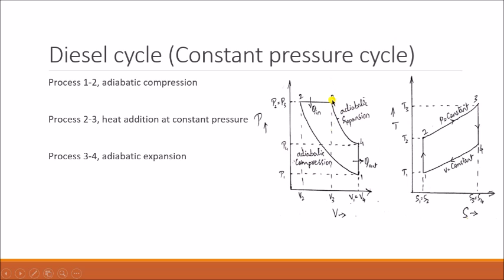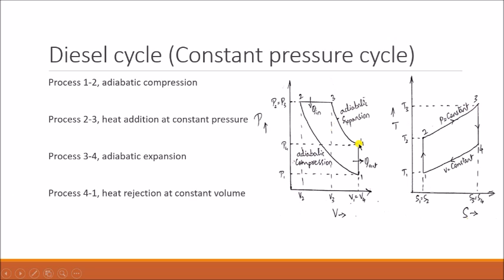The air, once it absorbs the heat, starts expanding adiabatically, meaning no heat is added or rejected during this expansion. The pressure reduces from P3 to P4 and the volume increases from V3 to V4. Same way here, the temperature reduces from T3 to T4, but the entropy remains the same because no heat is added or rejected.